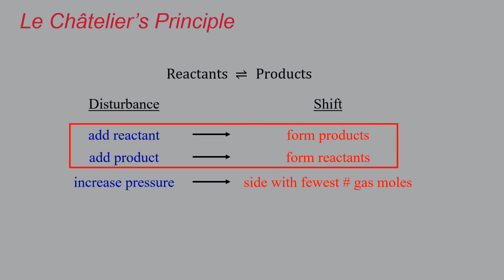And these two are by far the most common disturbances that we talk about. The other one is you can also talk about heat, and the way that you figure that out is to consider it to be a product if it's an exothermic reaction, where heat's given off, and if it's an endothermic reaction, treat it as a reactant.